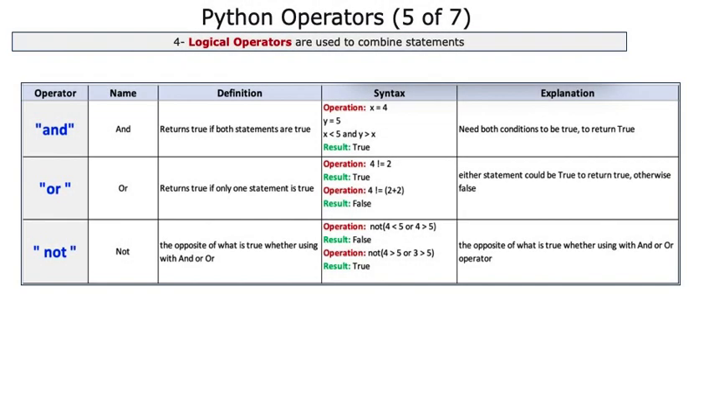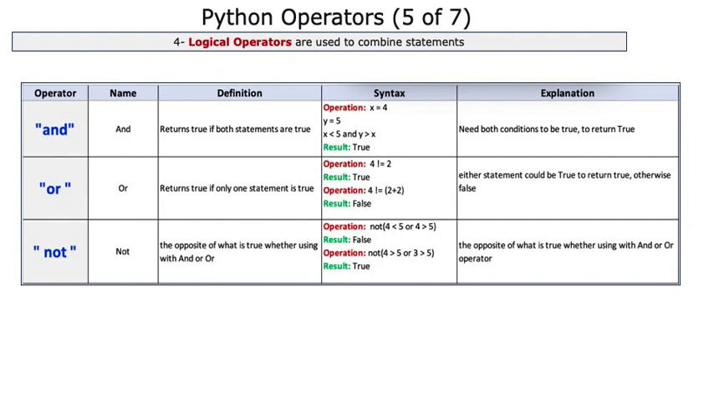Next, we have our logical operators, which are used to combine statements. We have and, or, and not. And these I'm going to guess you'll be using a lot of. So the and returns true if both statements are true. So we have x equals 4, y equals 5. If x is less than 5 and y is greater than x, the result will be true. So we need both conditions to be true for this to evaluate as true.